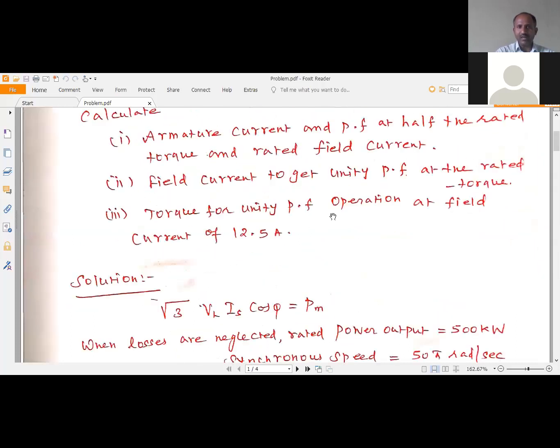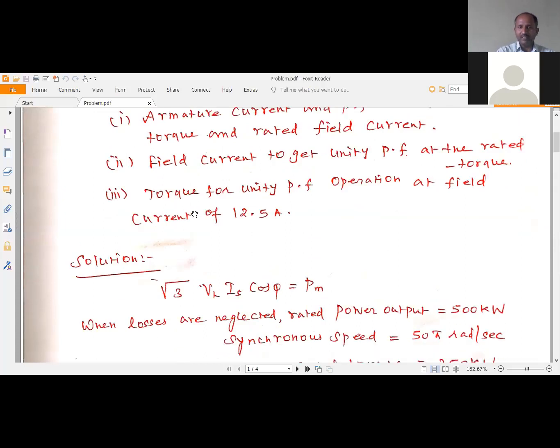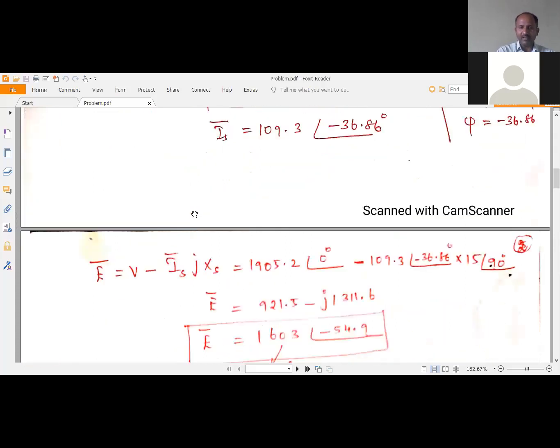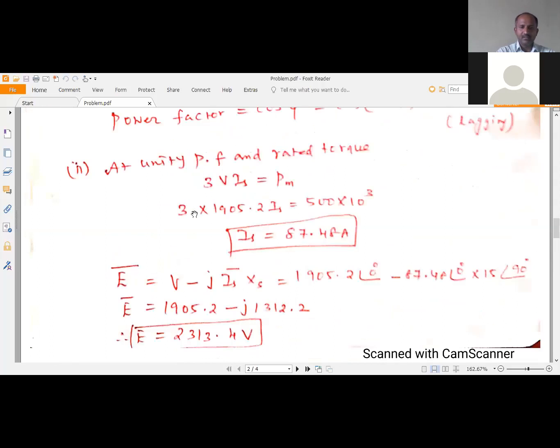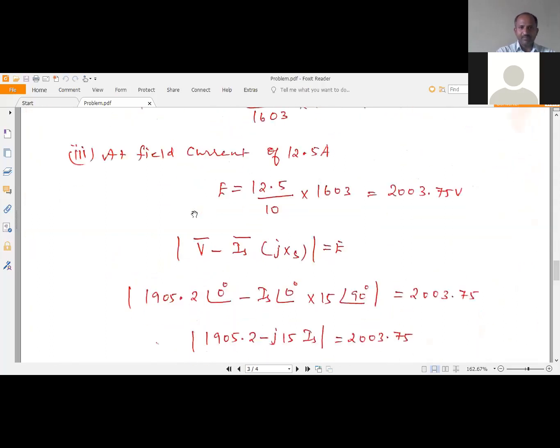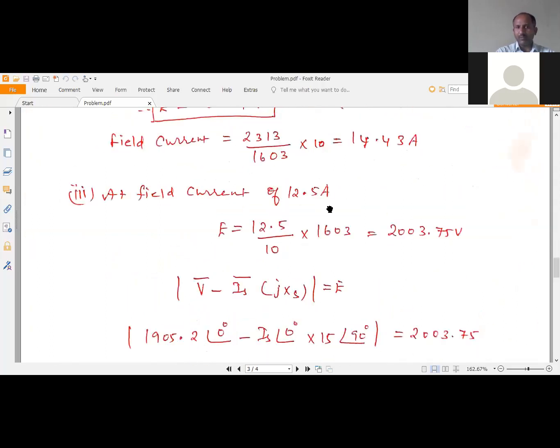So, torque for unity power factor operation at field current of 12.5 ampere. To obtain the value of torque for unity power factor operation, there is no need to find the value of field current here, because the field current is given, that is 12.5 ampere. For this 12.5 ampere, obtain the value of torque for a unity power factor operation. That is subdivision 3 at field current of 12.5 ampere.